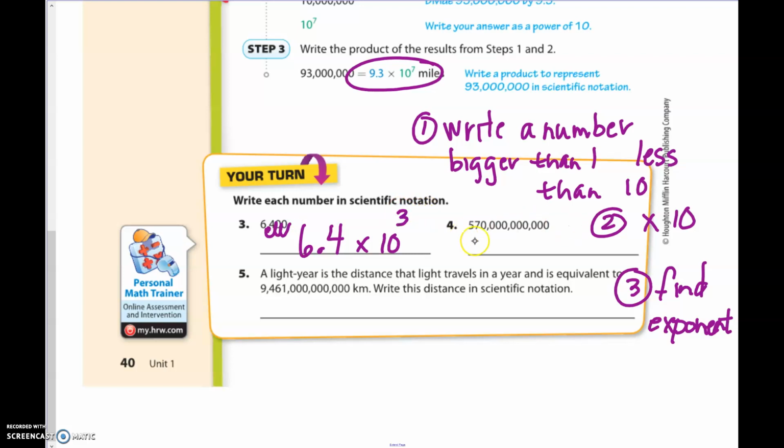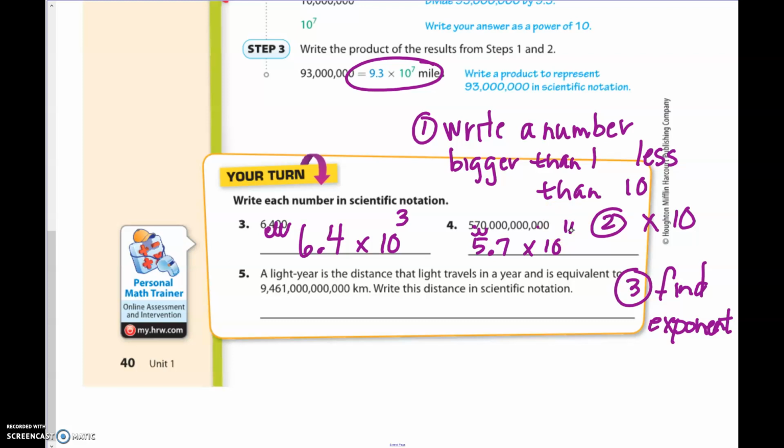And number 4, I just go look at the beginning, so I'm going to have 5.7. That's a number bigger than 1 and less than 10. Step 2, write times 10. Okay, so I put that decimal right here between the 5 and 7. Now count, how many places did you move that decimal? 1, 2, 3, 4, 5, 6, 7, 8, 9, 10, 11. Looks like we moved it 11 spots.